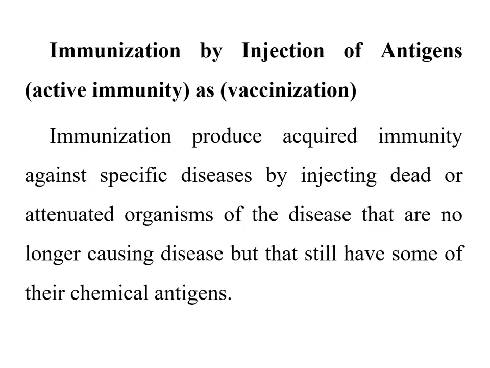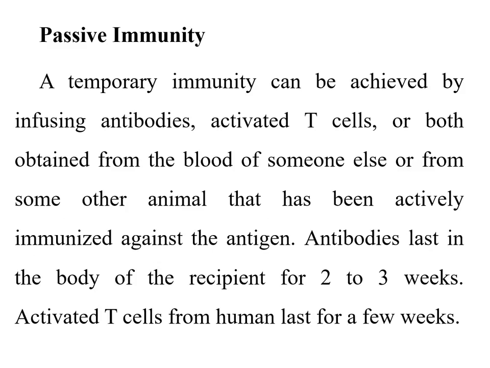وليش قلنا عليها الاميونيزيشن active immunity؟ لأنه الجسم راح يبدي يعمل لنا antibody against this dead or attenuated organism of the disease. Passive immunity it is a temporary immunity، هي مناعة مؤقتة ممكن الحصول عليها بواسطة أخذ أجسام مضادة أو activated T cells أو كلاهما من دم شخص آخر أو من حيوان أصيب بالمرض المعين أو it has been actively immunized against this antigen.